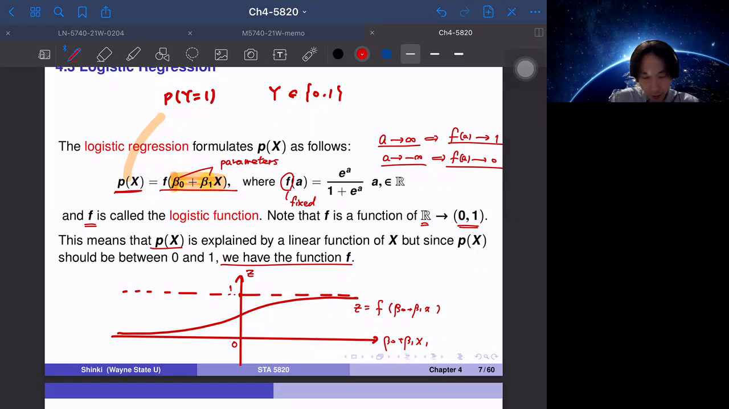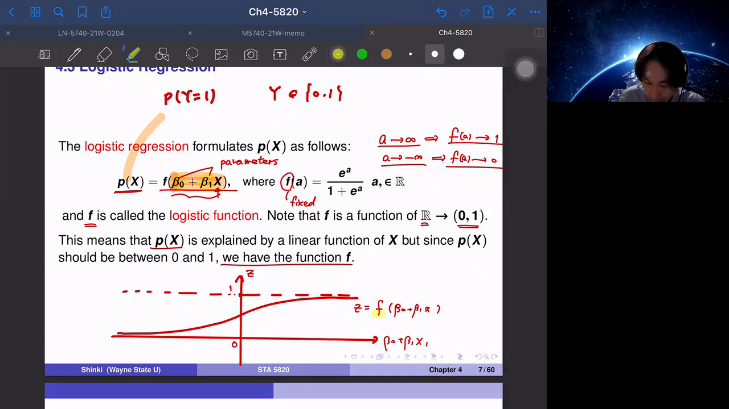And how to interpret beta naught and beta 1? In linear regression, it's easy. Suppose x increases by 1, what happens? The fitted value gets beta 1 larger. So it's not difficult to interpret. How about logistic regression? It's a little bit hard because when x gets larger by 1, then the inside of f gets larger by beta 1. But after we use this function f, it's not clear what happens.